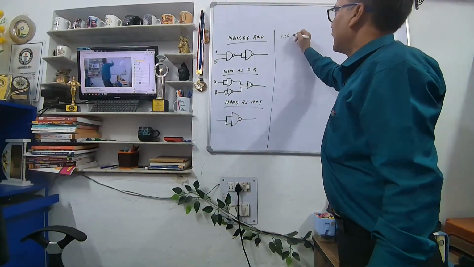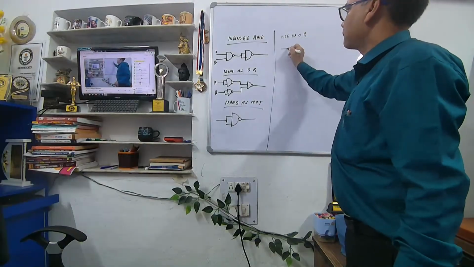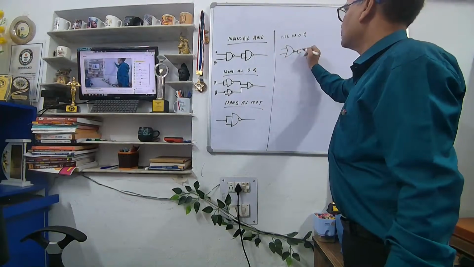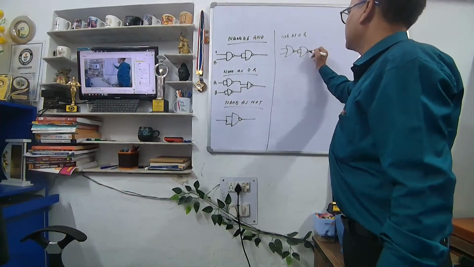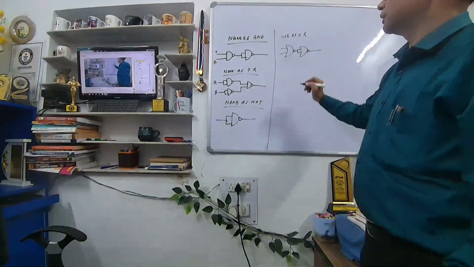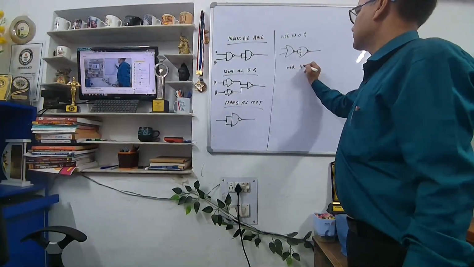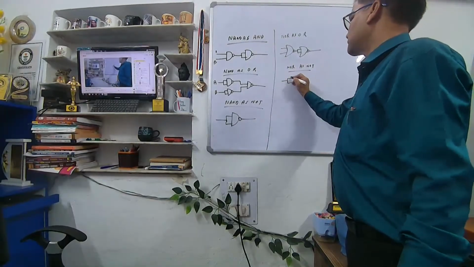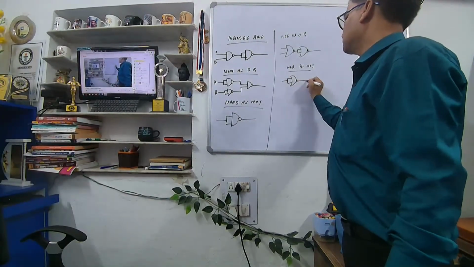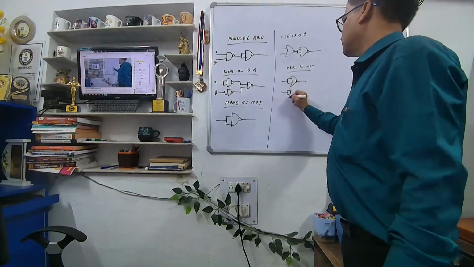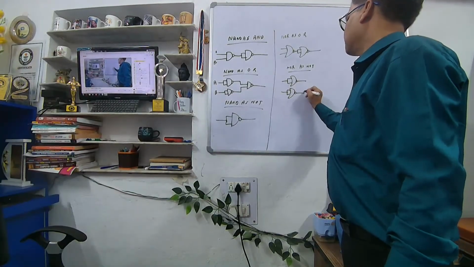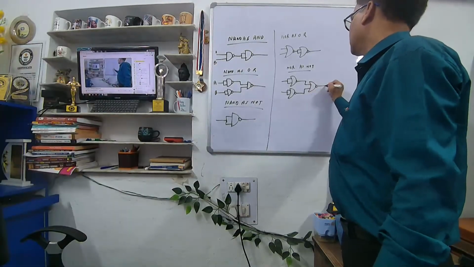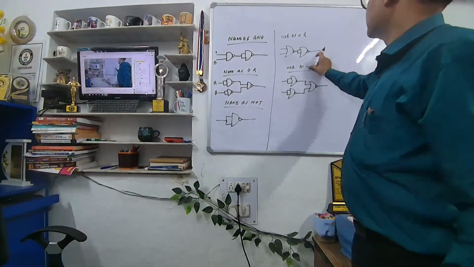Now, NOR as OR: take this 2, divide into 2, pass it through another NOR gate. This will be NOR as OR. If you want NOR as AND, this divide into two parts, pass it through one, second one, divide into 2, then pass this into a third NOR gate. Sorry, this is NOR as AND.